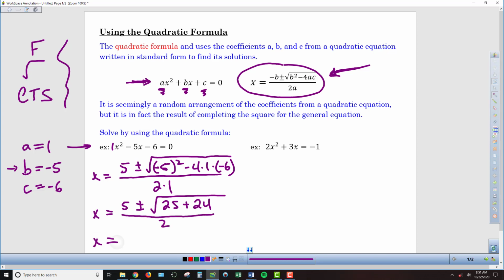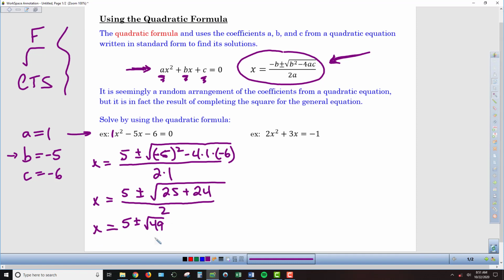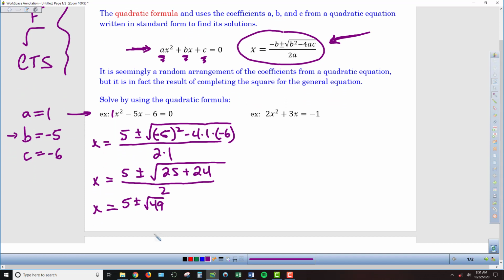So x equals 5 plus or minus the square root of, now 25 plus 24 is going to give me 49. I'll scroll down a little bit here to give myself some more room. And then this is, again, still all over 2. So now 49 is a perfect square, so I can take the square root of that. And so I've got x equals 5 plus or minus 7 all over 2.